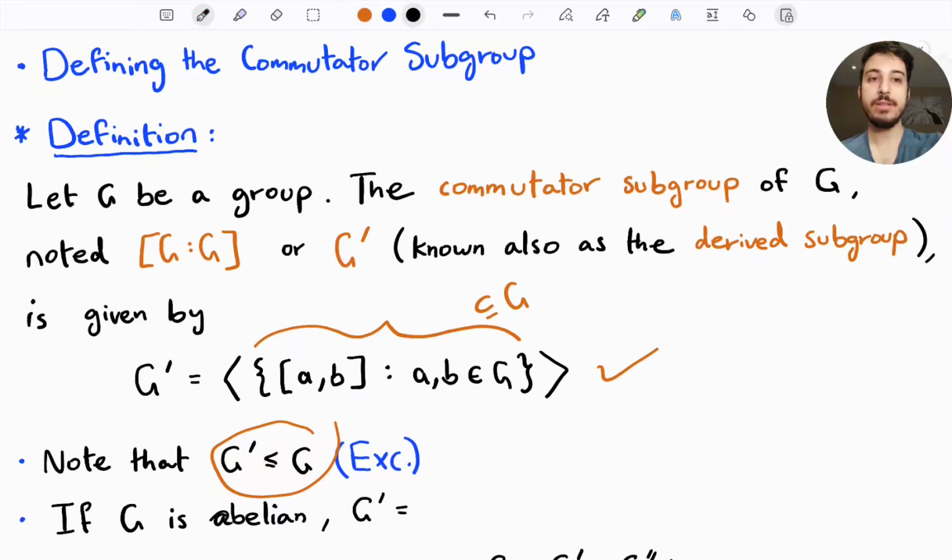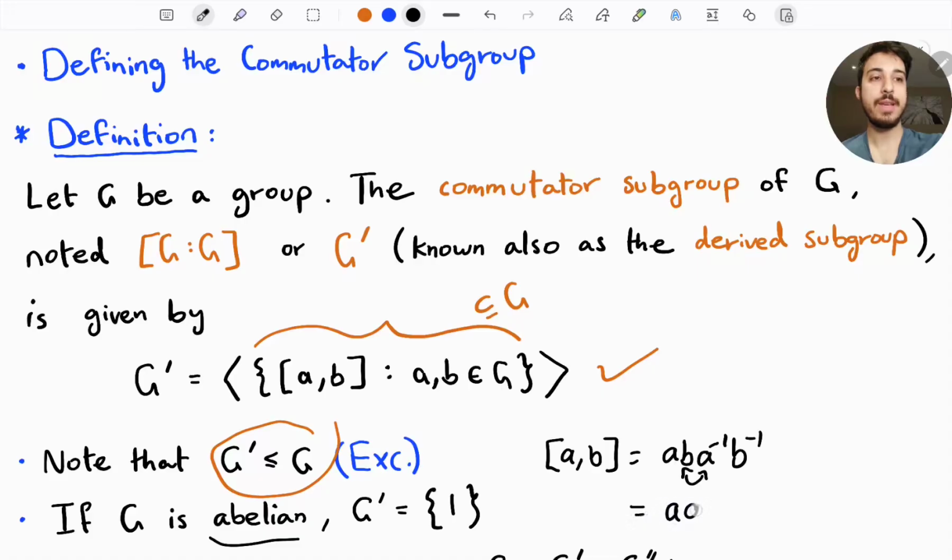If G is abelian, in other words, if all of the elements are commutative with each other, then G prime is just the subgroup containing the identity, what we call the trivial subgroup of G. And the reason is because for any commutator [A, B], this will be equal to A times B times A inverse times B inverse. And because any two elements in an abelian group commute, we can commute the elements B and A inverse to give us A times A inverse times B inverse.